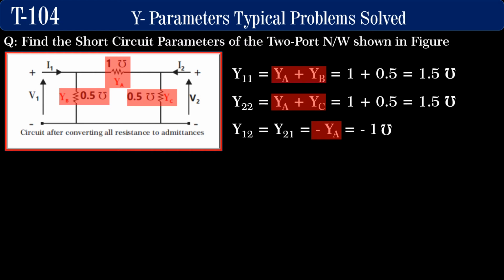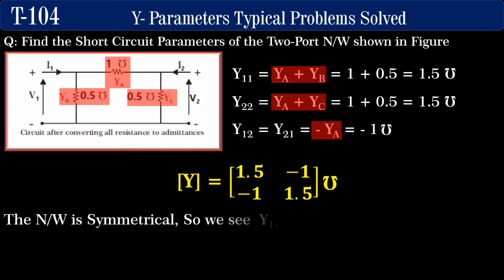And hence, y12 is equal to y21 is equal to minus 1 mho. By writing the parameters obtained in the form of a matrix, we get Y is equal to [1.5, minus 1; minus 1, 1.5] mho. And if you recall the discussion before we started solving the parameters, we found that the network is symmetrical. So y11 is equal to y22 is equal to 1.5 mho.